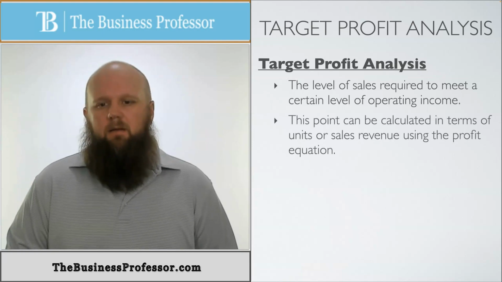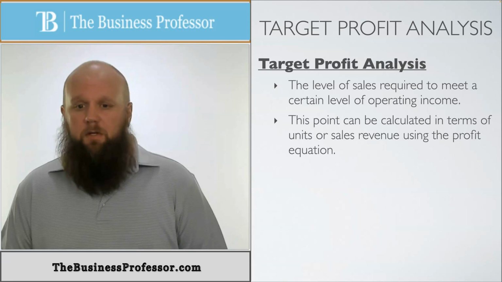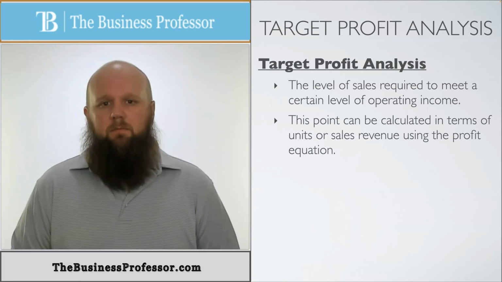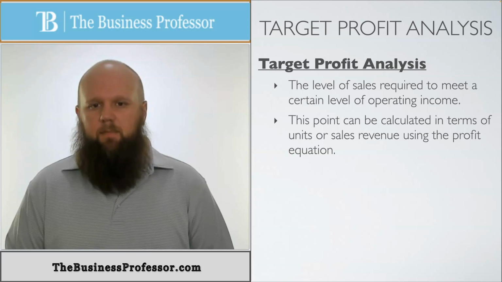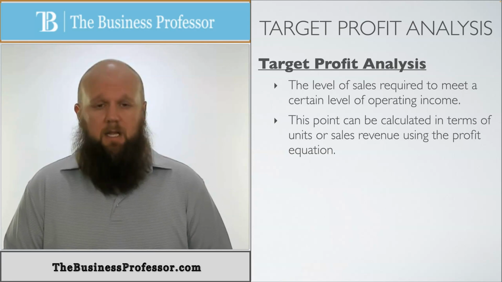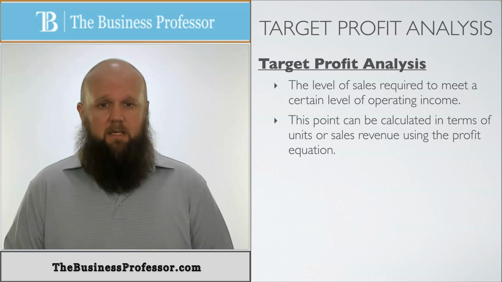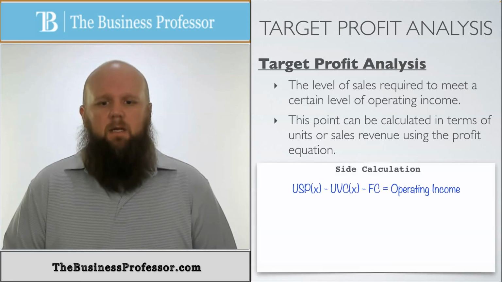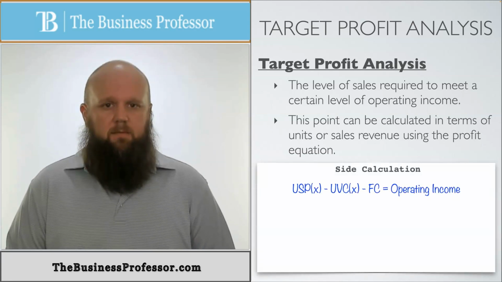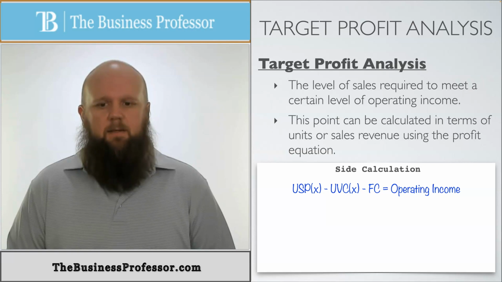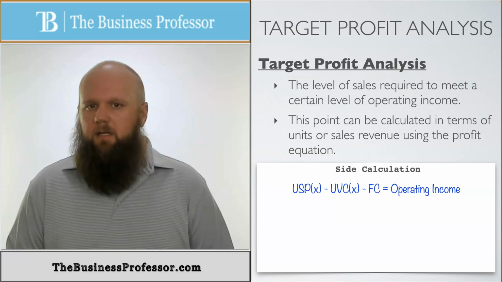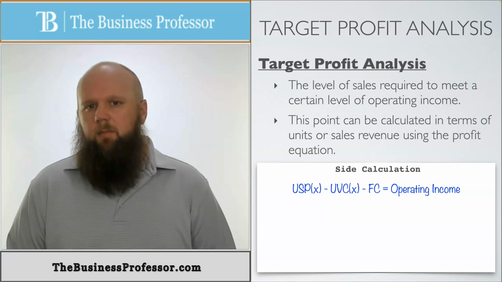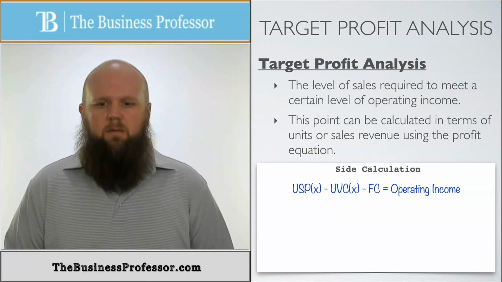The point can be calculated in terms of either units or sales revenue dollar amount using the following profit equation. Now, this is a very basic profit equation. You're going to see this on a lot of different CVP analyses because this is the basis of it. It is USP times X minus UVC times X minus FC equals operating income. Now, it looks maybe a little bit more complex than it really is, but you can start bringing things together and it starts to make a little bit more sense.